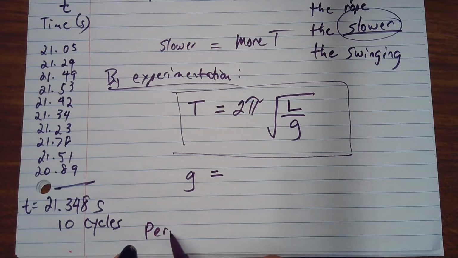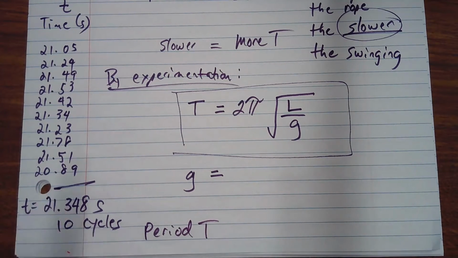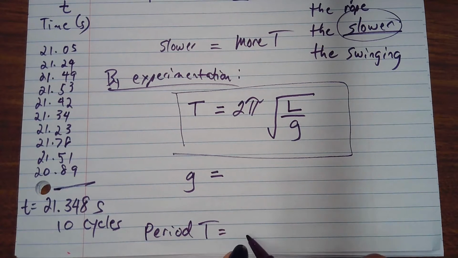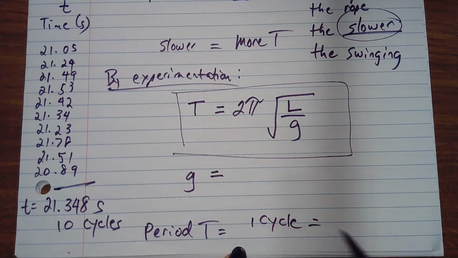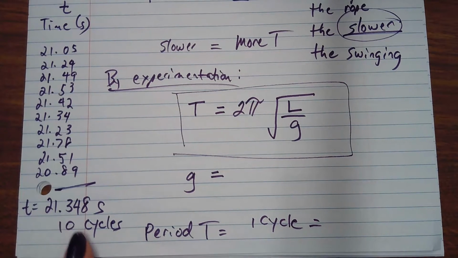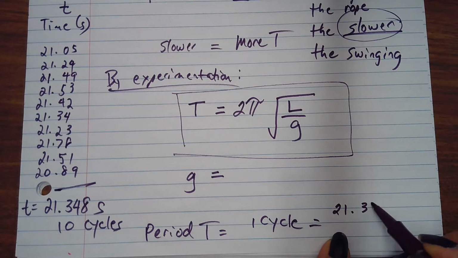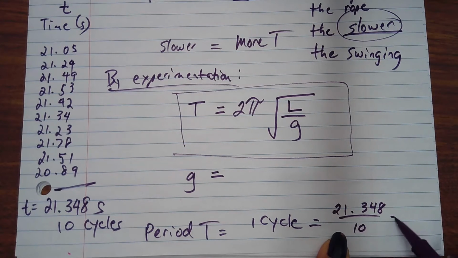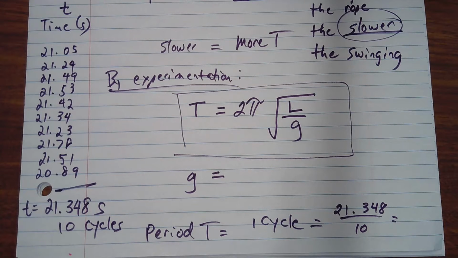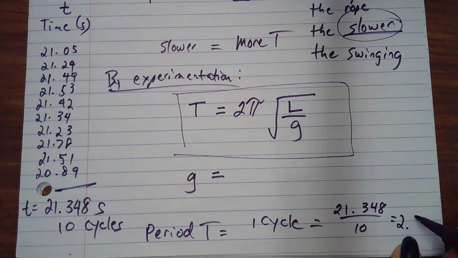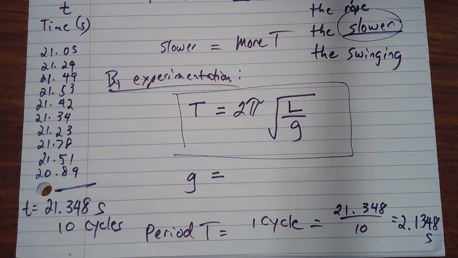So this is basically the definition of the big T. The big T that we have in our equation is called period. And period is basically the time it takes for 1 cycle. That's it. So you just take this and you divide it by 10, right? So you take your time, 21.348 divided by the 10 cycles, and you're gonna get 2.1348 seconds. Let's keep all those digits. So that is our T.